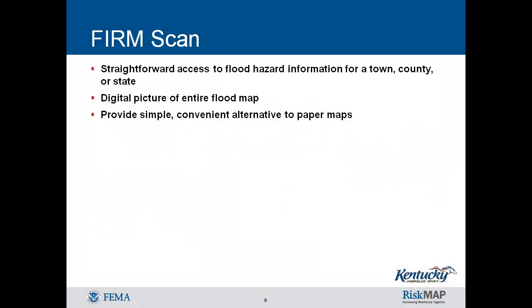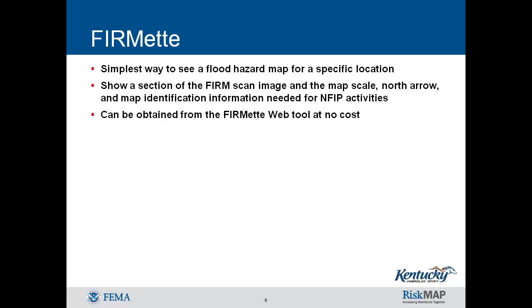The FIRM scan is a straightforward flood hazard information for a town, county, or state and is a digital picture of the entire flood map. It's a simple, convenient alternative to paper maps. A FIRMette is the flood hazard map for a specific location. It's shown as a section of the FIRM scan image, and the map scale, north arrow, and map identification information needed for NFIP activities is shown. It can be obtained from the FIRMette web tool at no cost to the user.